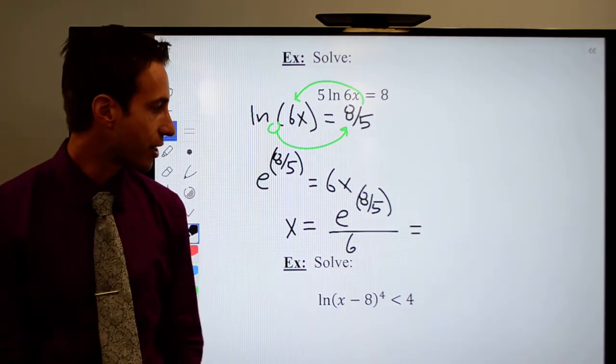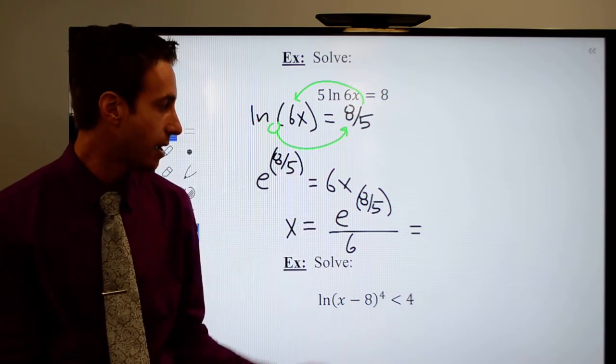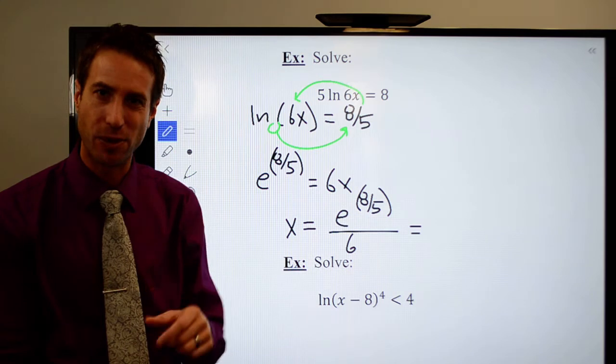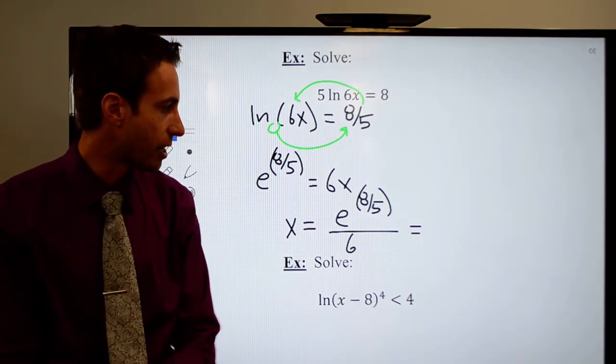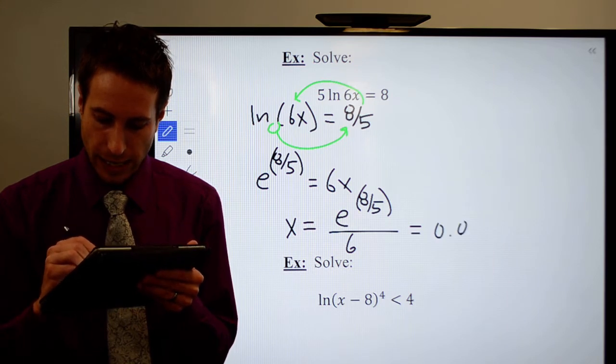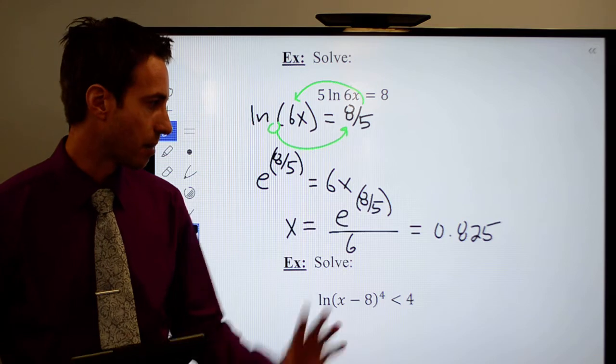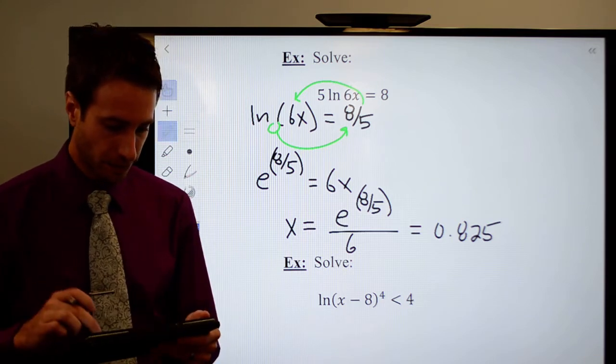Again, you can throw that into your calculator. It's going to be the second function, ln. Put 8/5 in parentheses so your calculator doesn't mess up the order of operations. Hit enter, divide by 6, and you should get 0.825 or something right around there, if you round maybe slightly differently than I did.